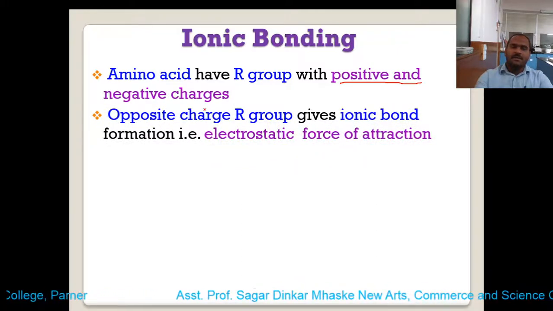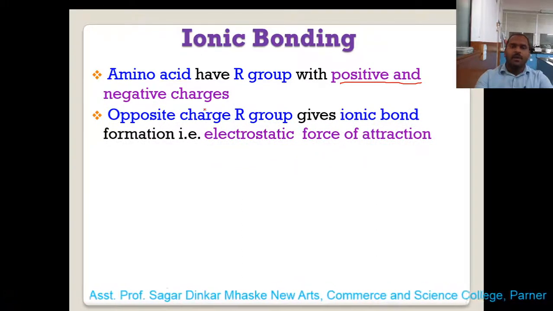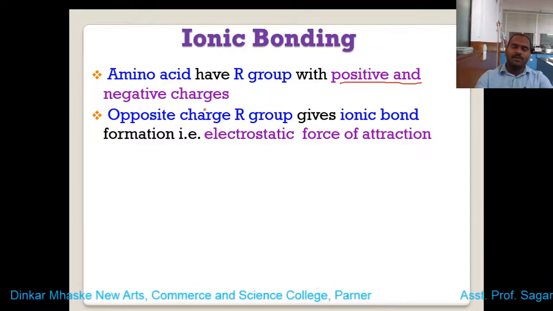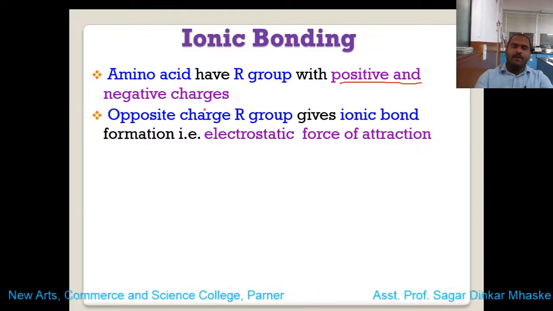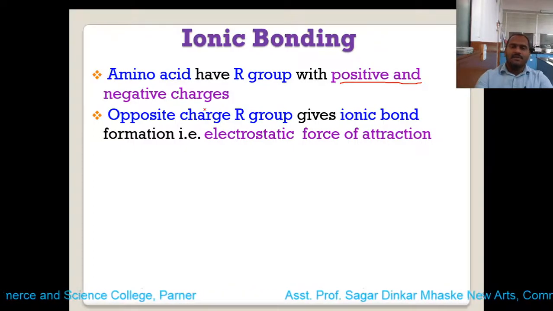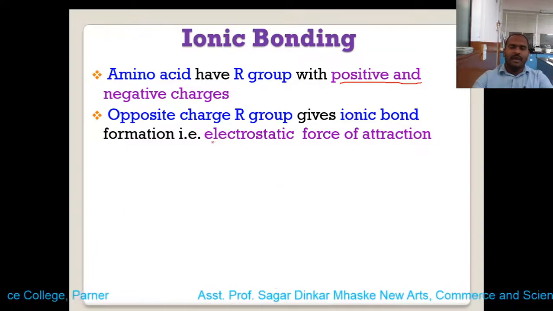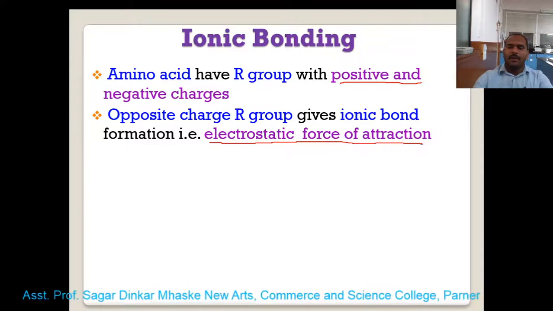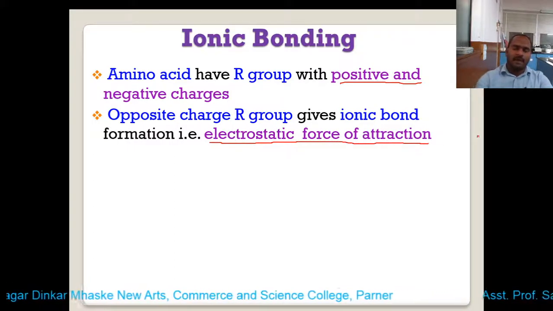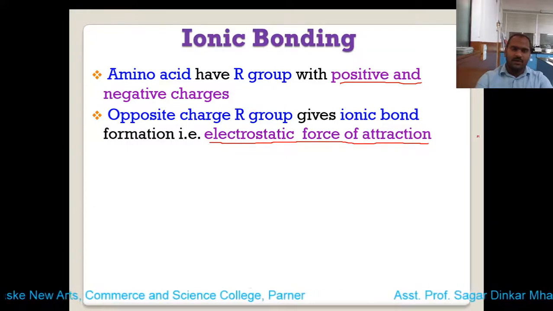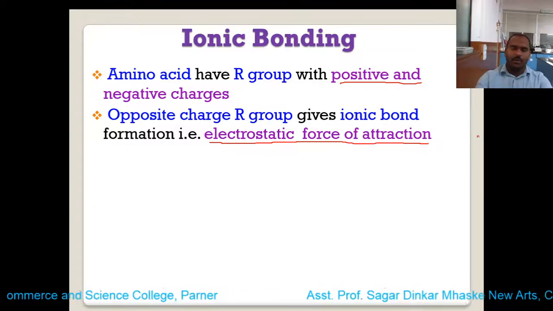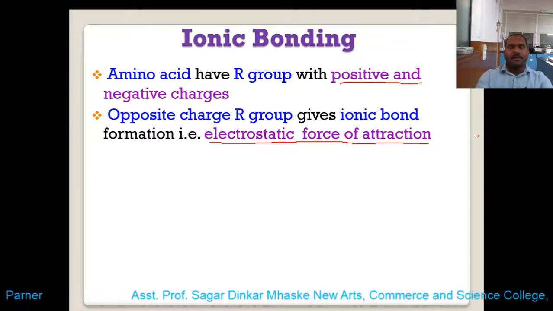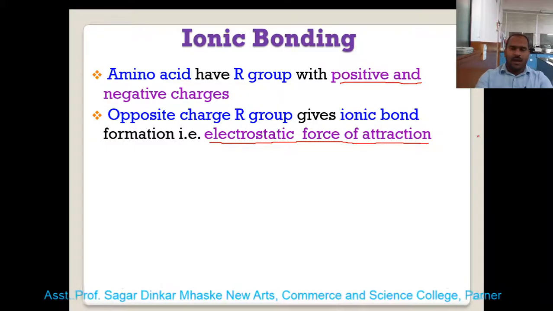The oppositely charged R groups give ionic bond formation. That means an ionic bond is formed when oppositely charged R groups come closer to each other, and this results from the electrostatic force of attraction. So what is the reason for ionic bond formation? Electrostatic force of attraction: two oppositely charged molecules come together and form a bond. In other words, we call it ionic bonding.